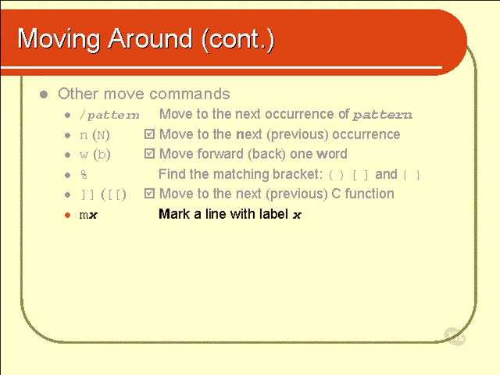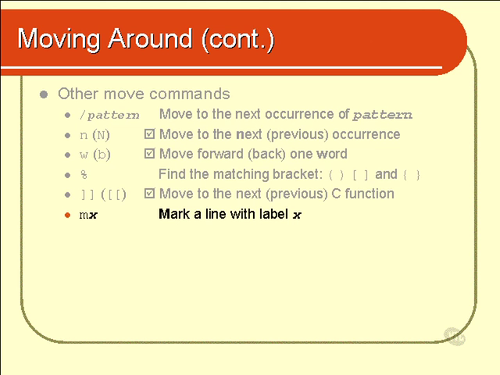Finally, you can use M to mark a line with a label, and the label is one of the characters A to Z. So you can add 26 different labels to your document. You can think of them as little bookmarks in your document. If you've got a very long document, you might find a spot that you want to come back to, so you can mark it.